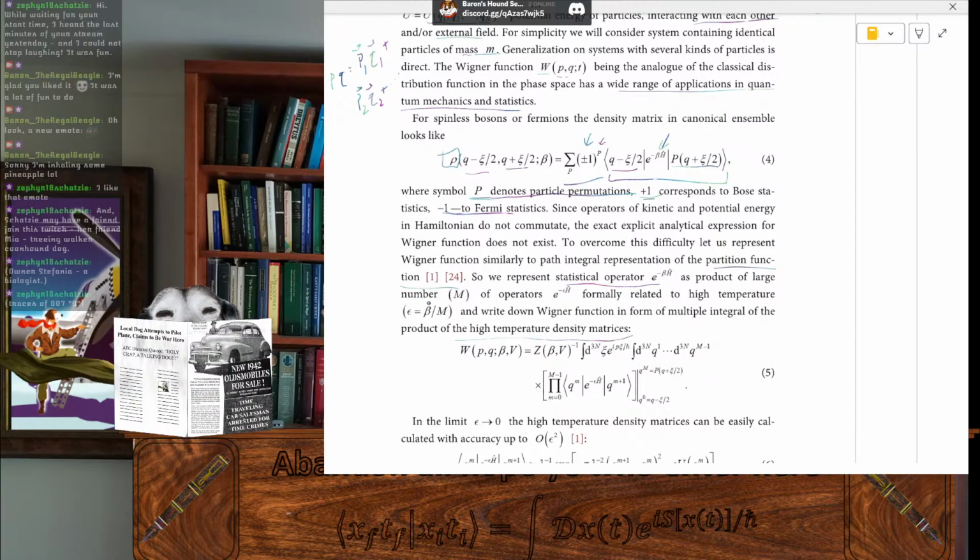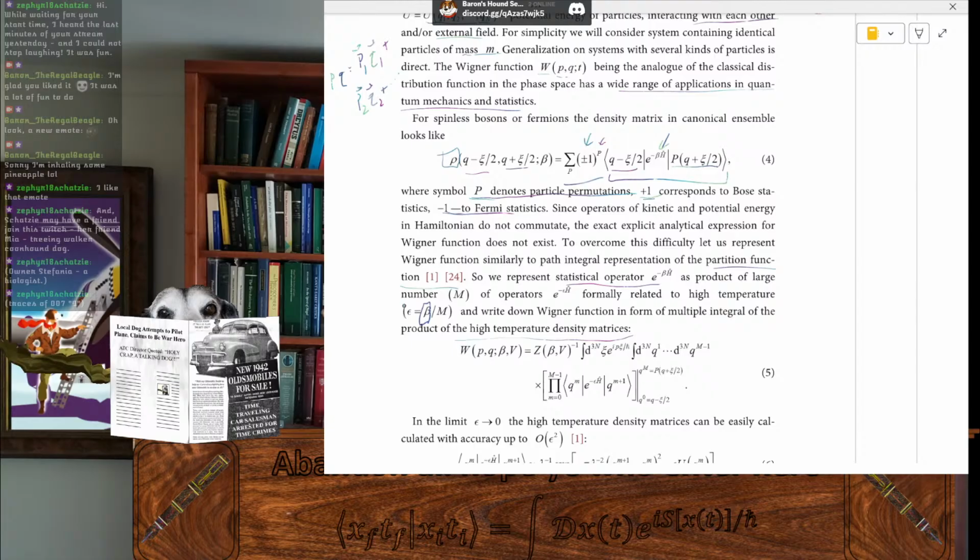So again, beta is a function of temperature, right? It's 1 over kT. So we are dividing our beta by m, a large number. Okay, so we're saying that W then is our partition function, which kind of lists out all of our available states. And then we're integrating over eta. So we're integrating over this dummy variable for this piece. So this ends up being a constant here.